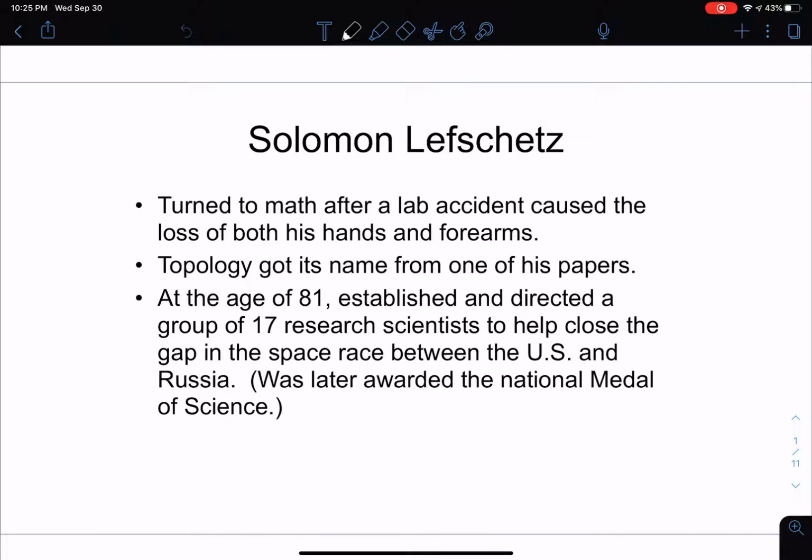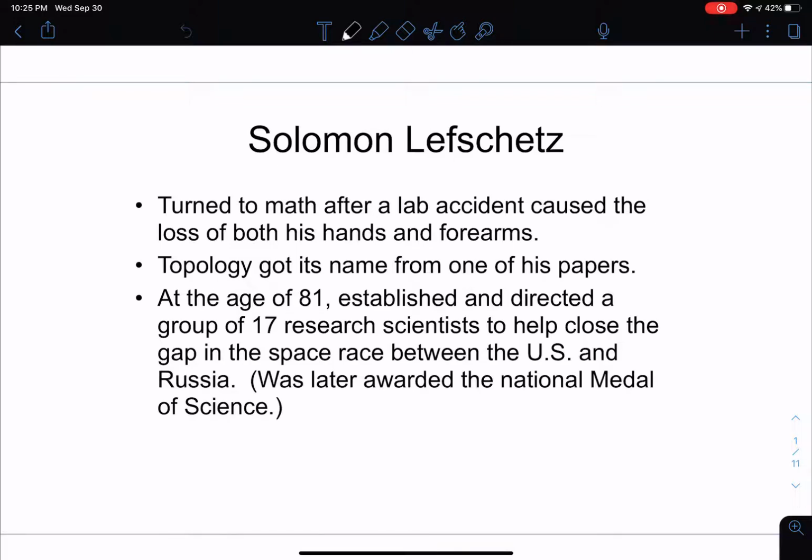Solomon Lefschetz. He is the one who coined the name topology. I mentioned this a while back when we first started talking about topology. In one of his papers, he coined that term. He was a remarkable person. He was a scientist, and there was a lab accident that caused him to lose his hands and forearms. And after that, he didn't let that get him down and quit. Instead, he just changed gears, and instead of doing science, did math.